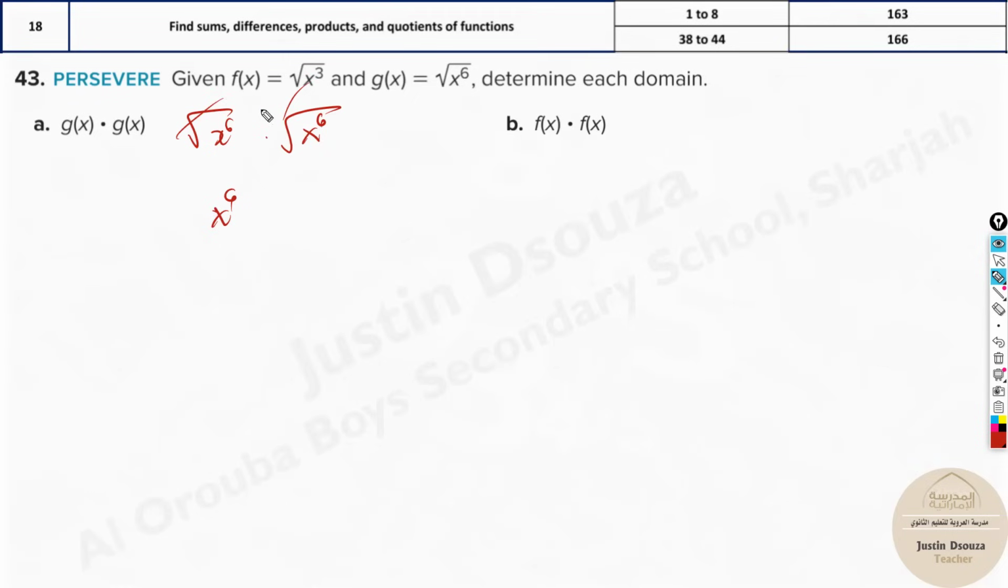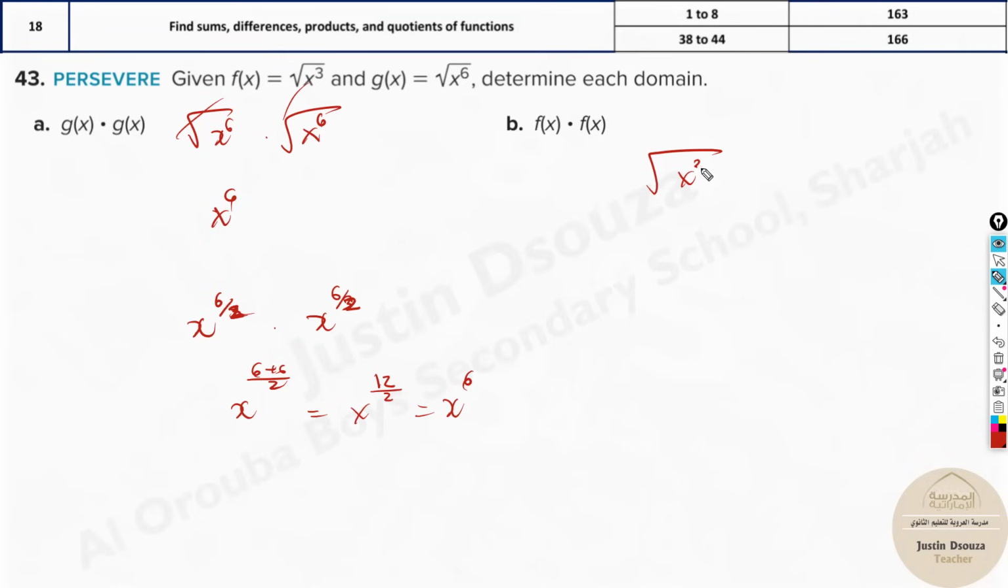Otherwise, if you're getting confused like this, you can just write what the square root means. It is power 1 over 2, and this is 6 over 2. Sorry, this is 2, not a cube root, it's a square root, so it's always 2. So you can solve them up: 6 plus 6 divided by 2, because the denominators are the same, add the numerators. So you will have 12 divided by 2, and that is x to the power 6. That's it. Over here it is x cubed, square root of that.